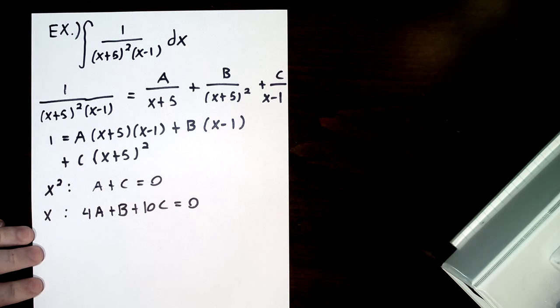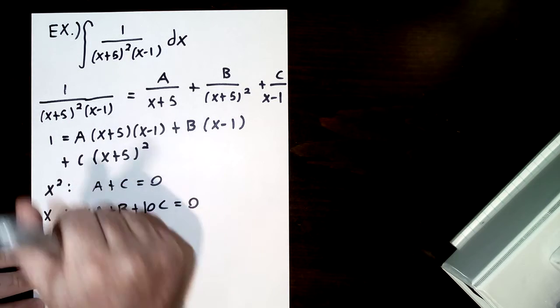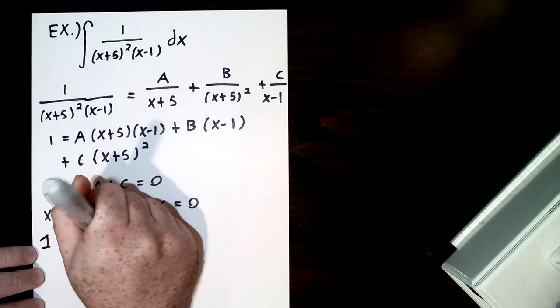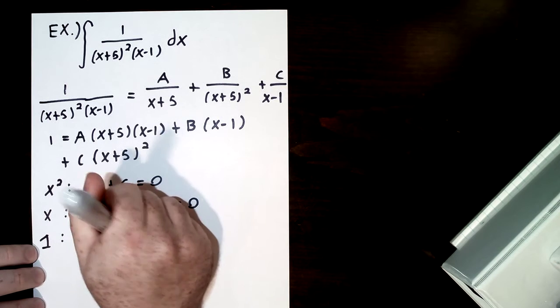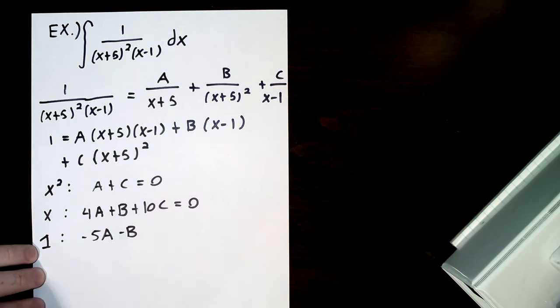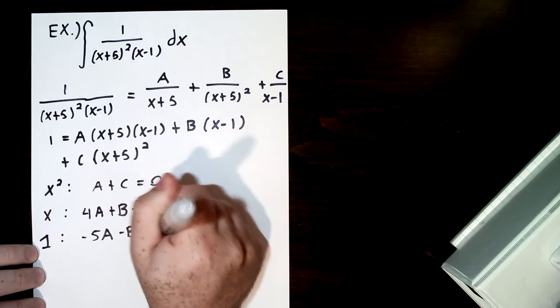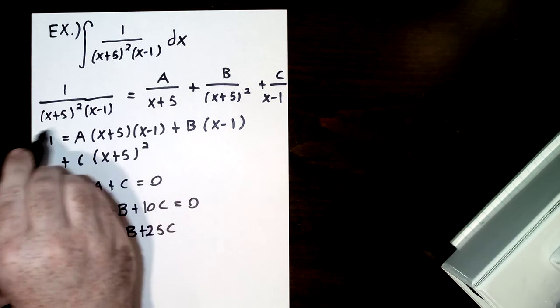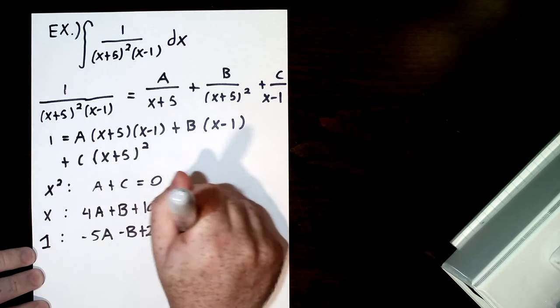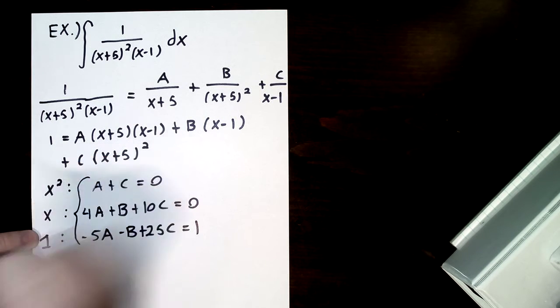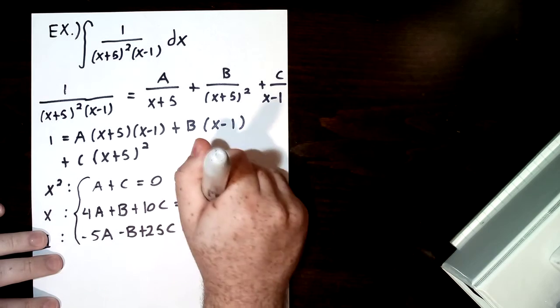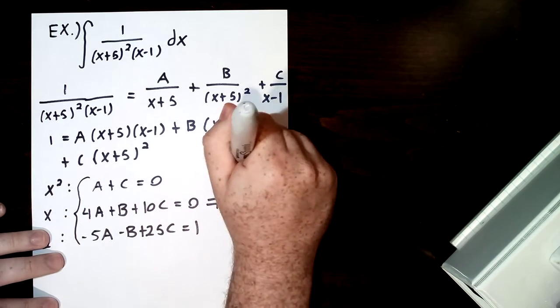Now let's go ahead and go over our constant coefficient, which is the 1 term. We're going to have negative 5a, and we're going to have minus b, and then 5 squared is 25. And the constant term is simply equal to 1. So we'll set that equal to 1. This becomes a system with 3 equations and 3 unknowns. Go ahead and solve that for a, b, and c.